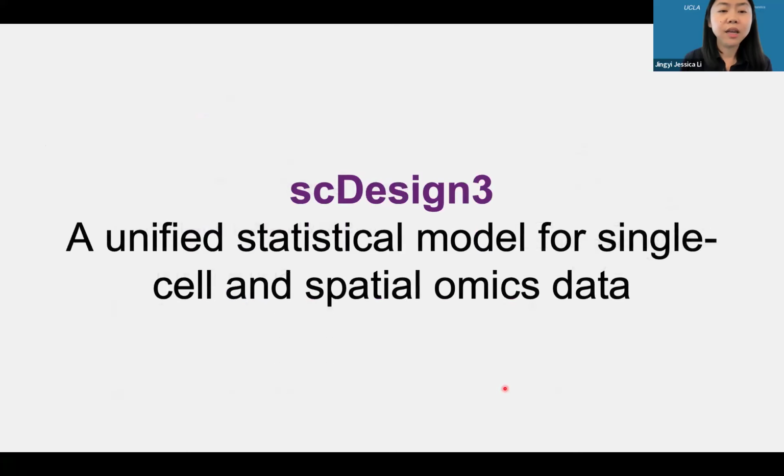For this talk in particular, I will talk about our efforts in building a statistical model for single cell and spatial omics data. The current version, we call it Essay Design 3. I want to introduce it both as a simulator and as a model.